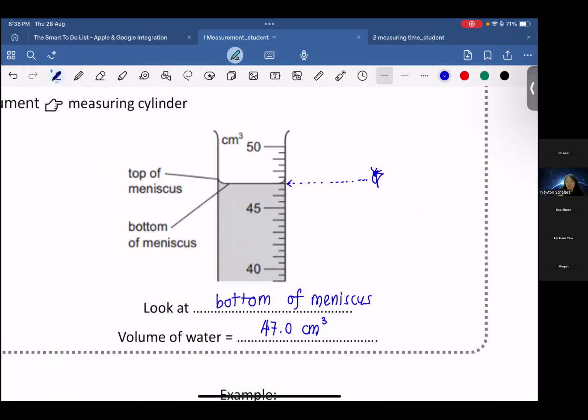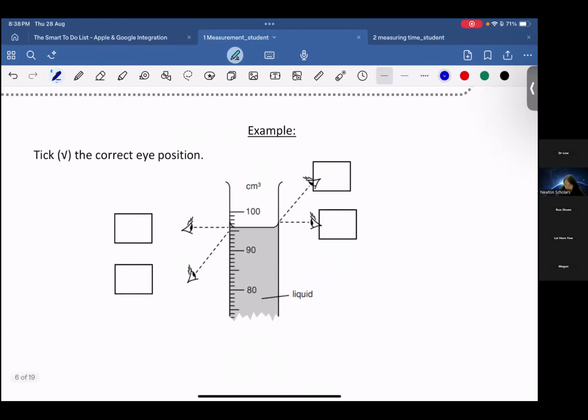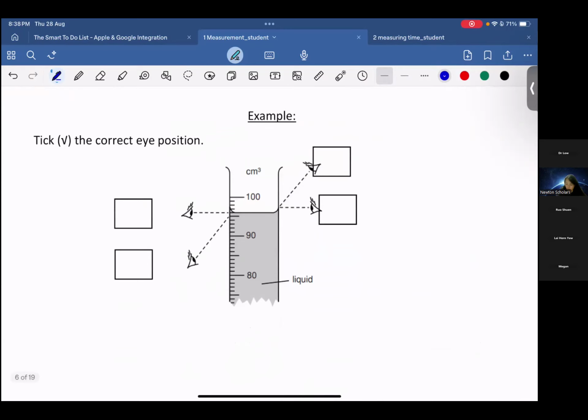Then we mention the two points: perpendicular to the scales of the measuring cylinder, and look at the bottom of the meniscus. So we look here. Which one is the correct eye position? Perpendicular. Boys and girls, left hand side or right hand side? This one I confirm is wrong, no need to look at it. So left hand and right hand are both perpendicular, but which is the correct position, left or right? Type your answer in the chat box.